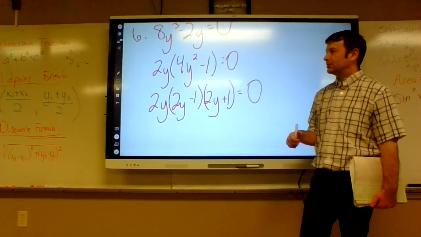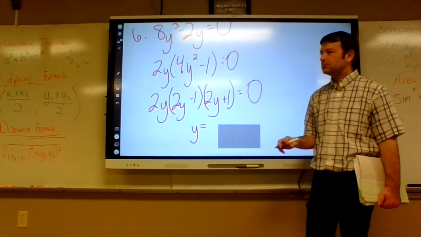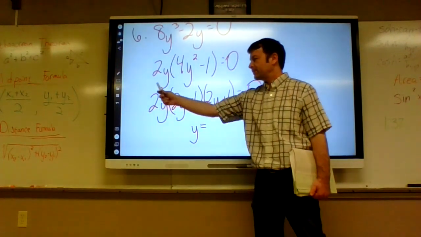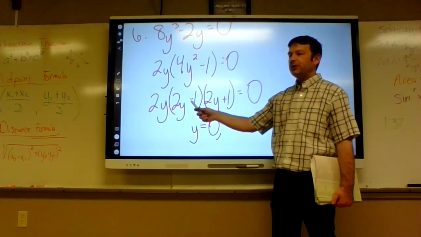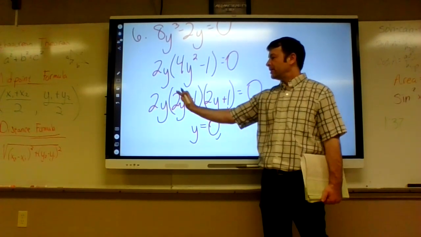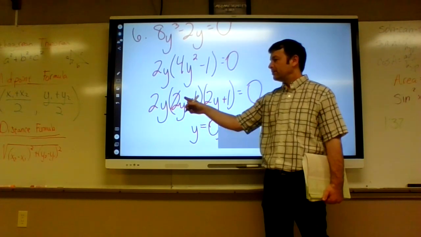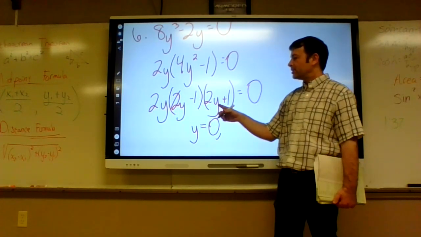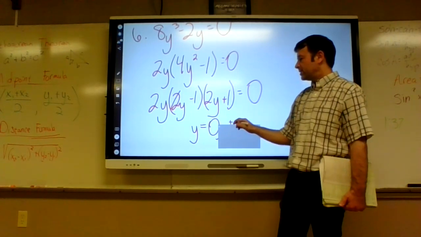What y values would make these factors 0? 0 for this out here. Negative 1 over 2. Actually, this one would be positive 1 over 2. If that 2 wasn't there, it would be y equals 1, but since that 2 is here, it's y equals 1 over 2. And y equals negative 1 over 2. So plus or minus 1/2.